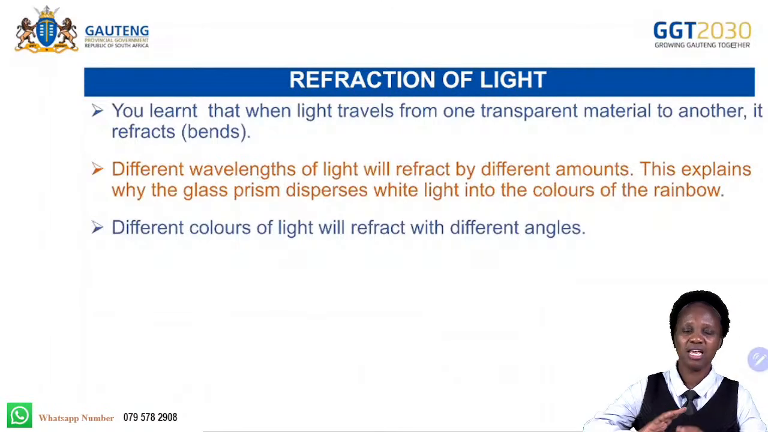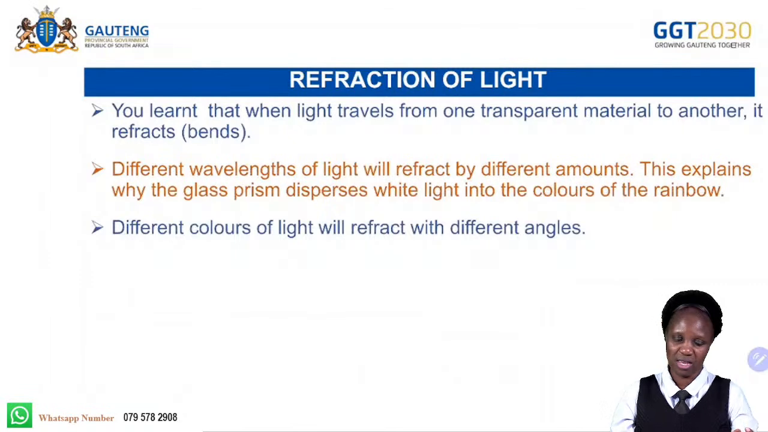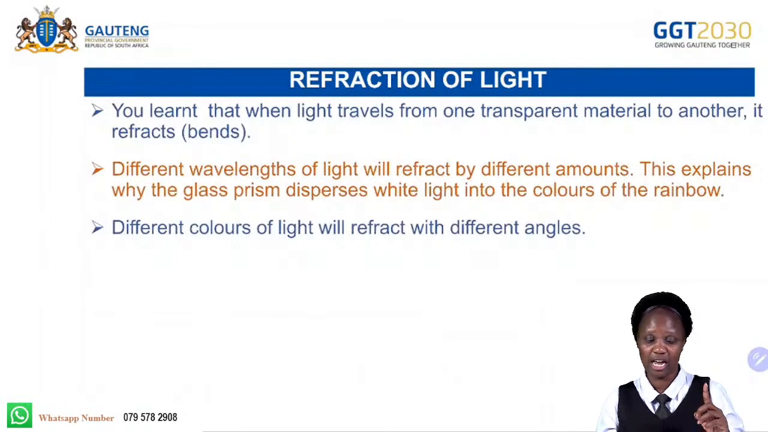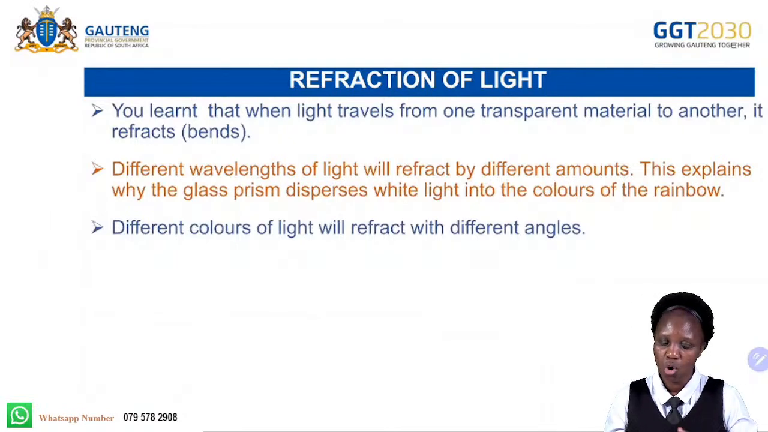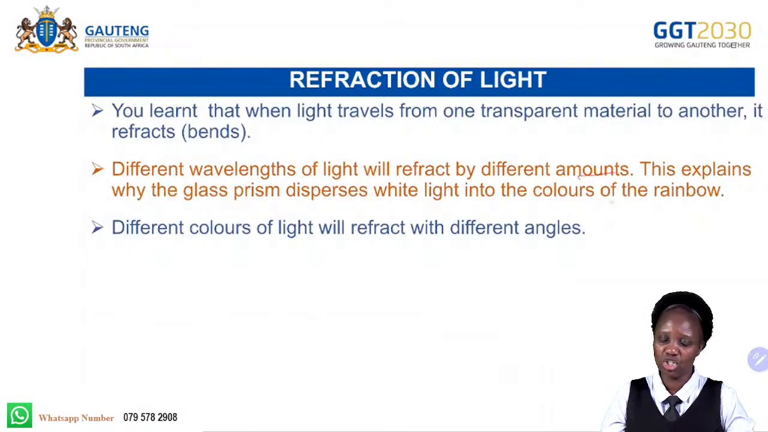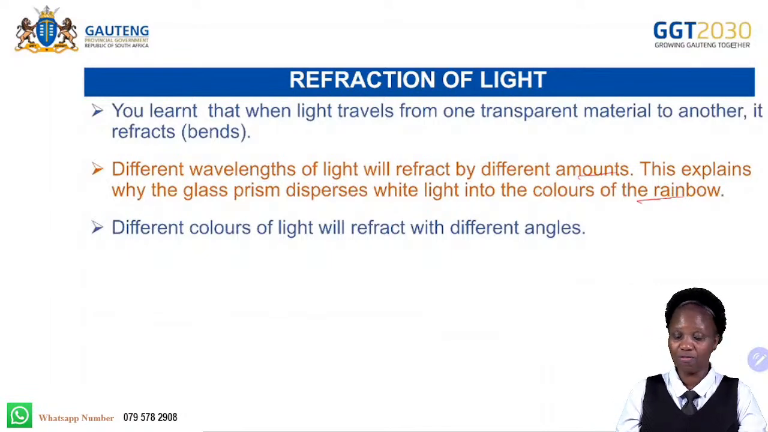All right, then we'll see the colors of the visible spectrum. Different wavelengths of light will refract by different amounts. This explains why the glass prism disperses white light into the colors of the rainbow. It disperses the colors of the rainbow. Different colors of light will refract with different angles.